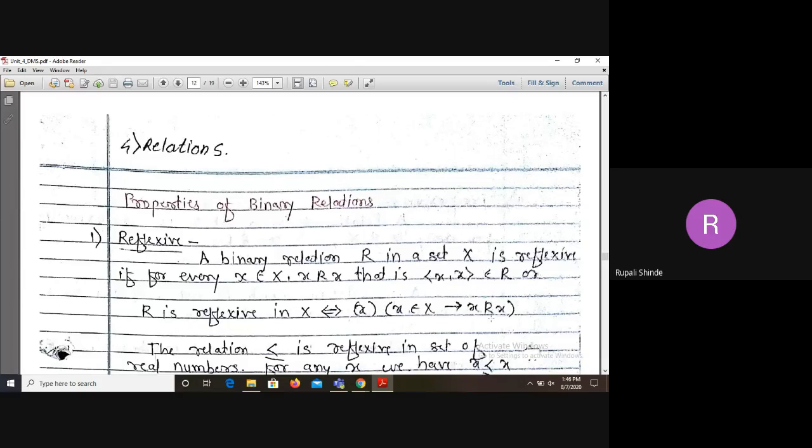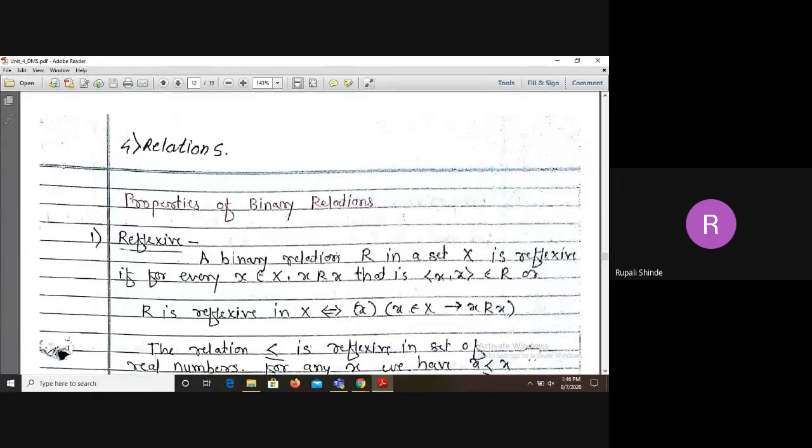Now consider an example. Suppose your set X, that is capital X, consists of two elements, 1 comma 2. Then when can we say that this relation is a reflexive relation? If ordered pairs 1 comma 1 and 2 comma 2 belong to relation R, then only we can say that this relation is a reflexive relation.